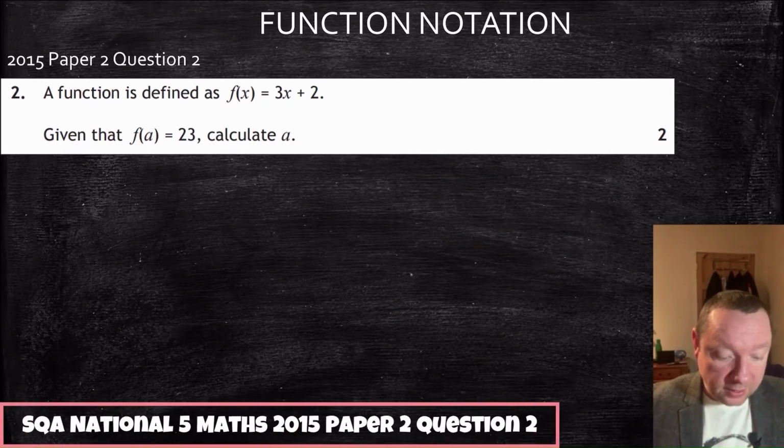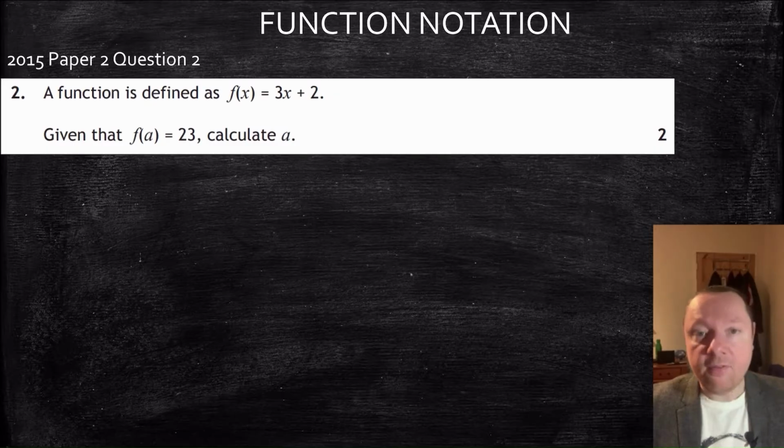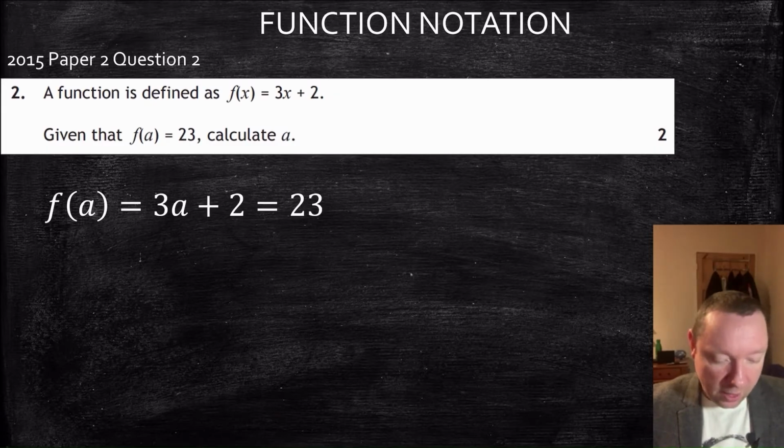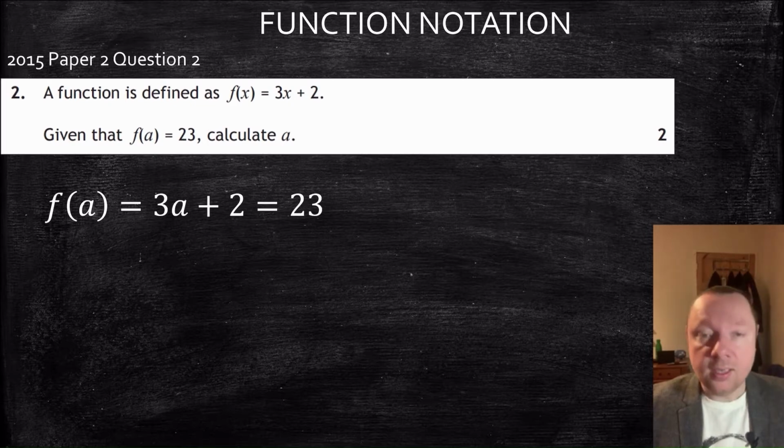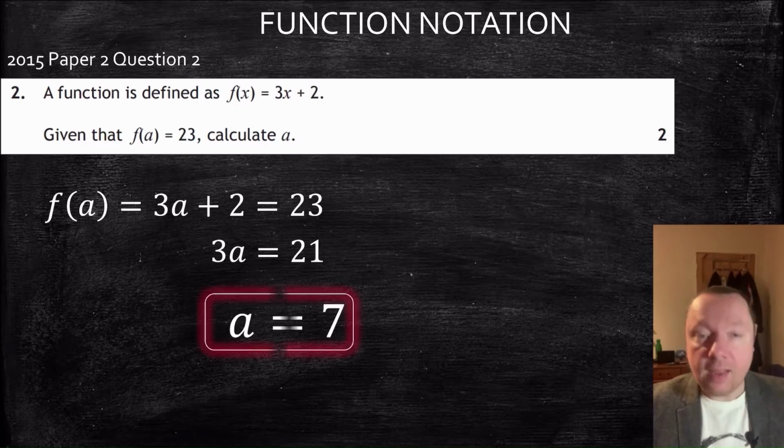A function is defined as f of x equals 3x plus 2. Given f of a equals 23, find a. Well, f of a equals 3a plus 2, so that equals 23. Solving that equation, 3a must be 21, and therefore a equals 7, and we're done there.